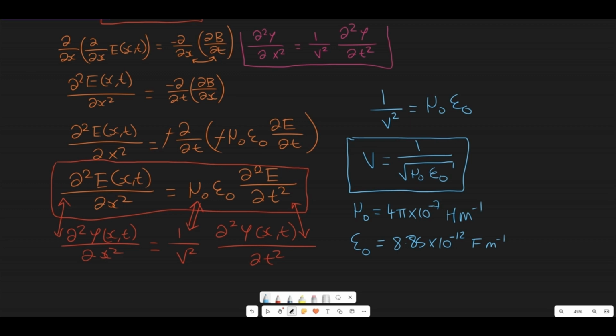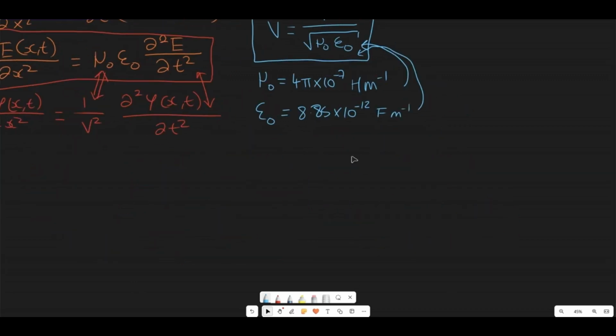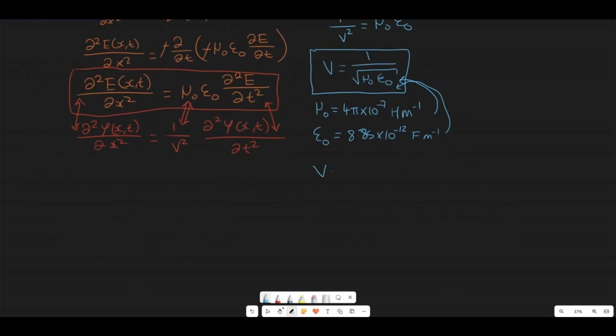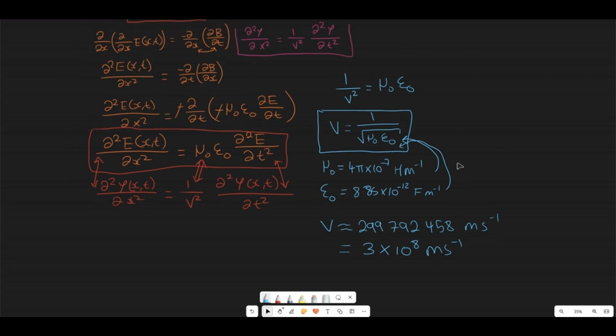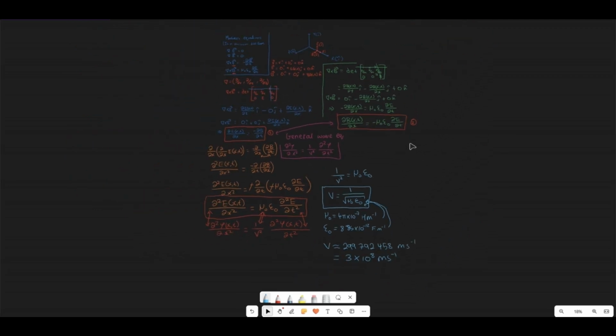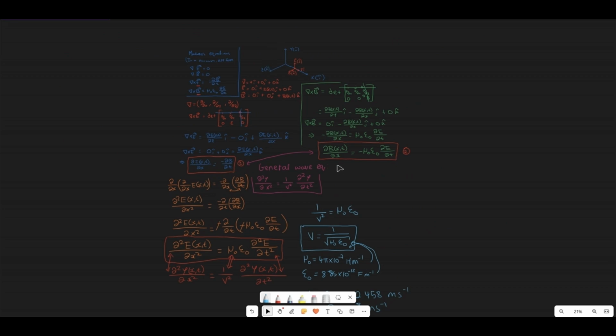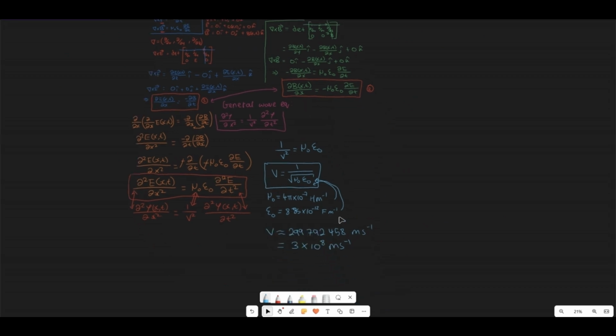If we punch these into the equation, you get that v is about 299,792,458 meters per second, or the more commonly quoted 3 times 10 to the power of 8 meters per second, which we all know today as the speed of light. And so that is how we can use Maxwell's equations to uncover the speed of light.